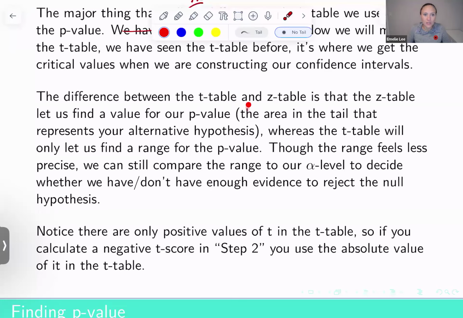And because we've already, I'll skip this part because we've been using the t-table, right? But the difference between the t-table and the z table is that the z table gives you an actual value, up to a point, whereas the t-table only gives you a range of values for your p-value, but we'll always be able to use that to draw our conclusion anyways, so it doesn't matter.